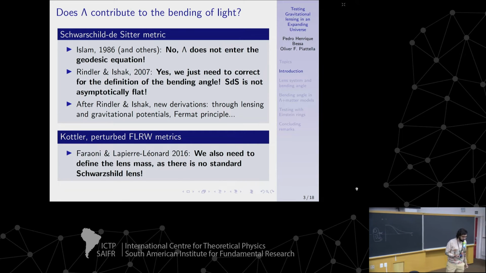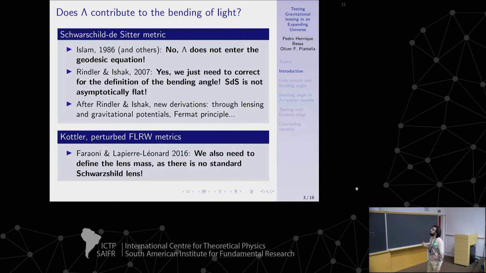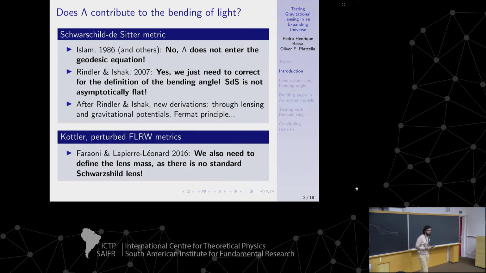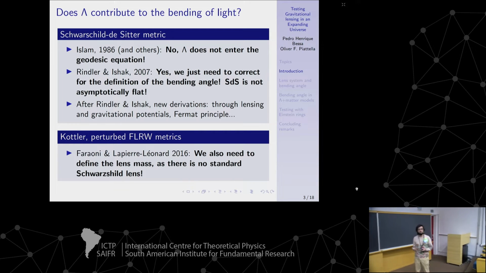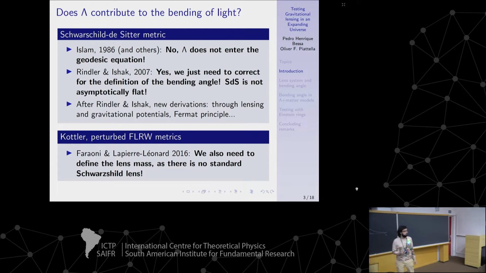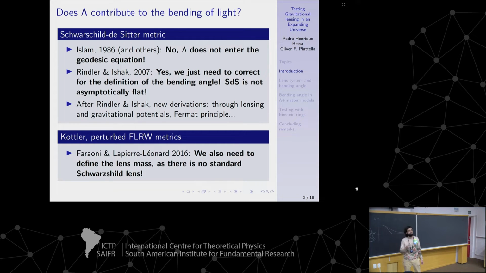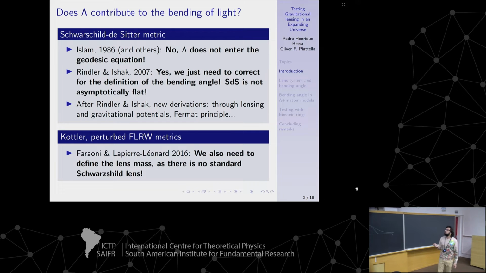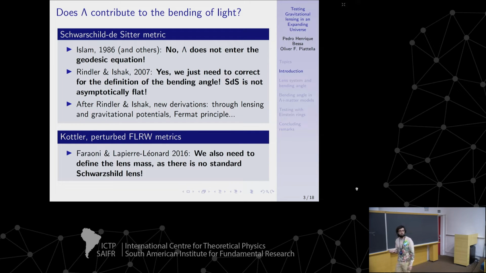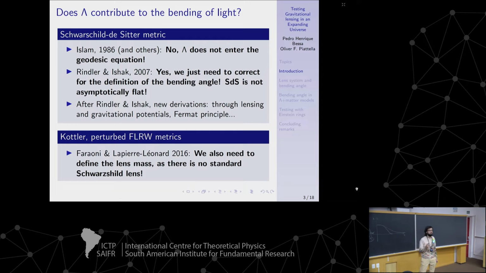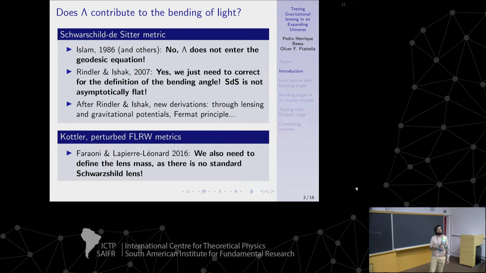The first person to talk about this, more or less, was Islam in 1986, and he claimed that lambda should not affect gravitational lensing because, well, it does not appear in the geodesic equations of null rays, right? When you write the gravitational lensing and the ray equation for the Schwarzschild de Sitter metric, which already includes the effect of lambda inside the Schwarzschild metric, there shouldn't appear an effect in the lens equation.